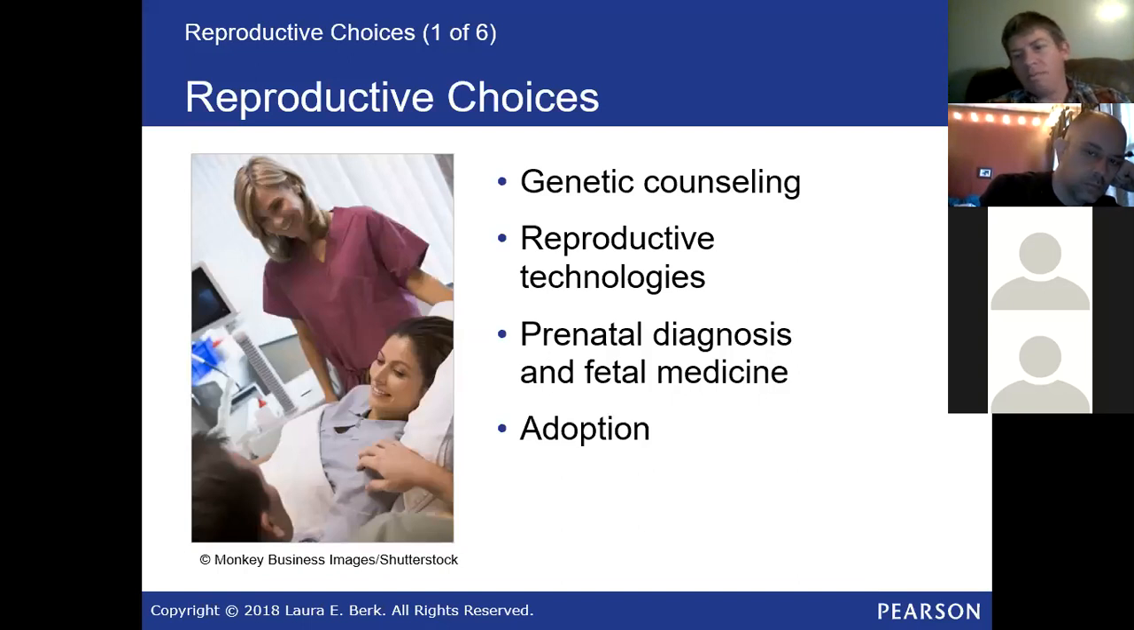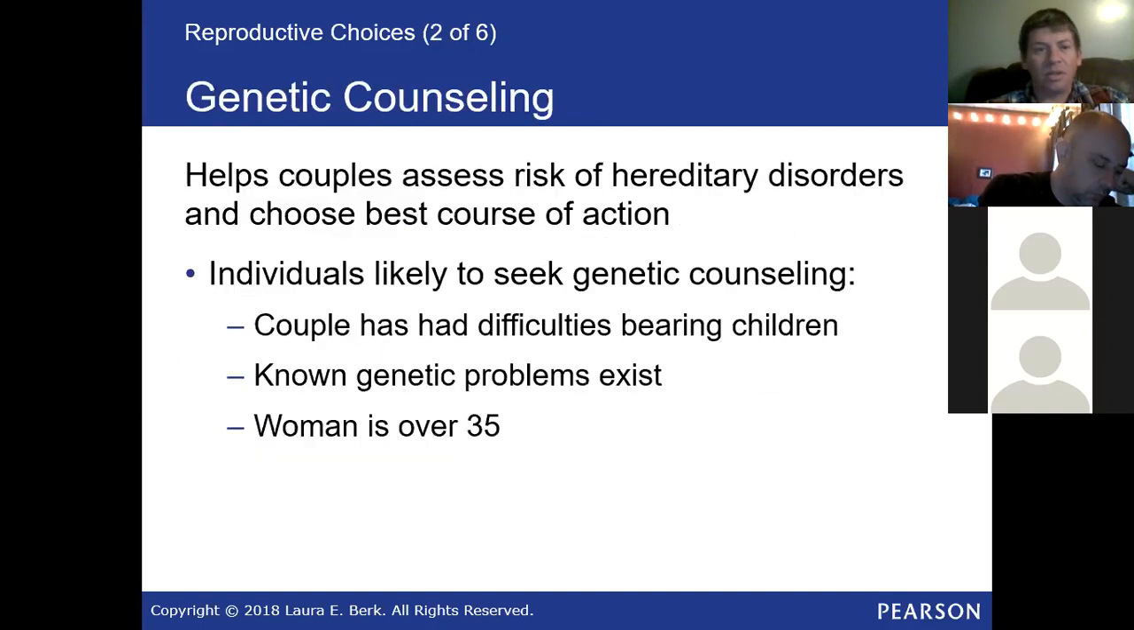So when making the babies, we have reproductive choices. We could seek genetic counseling. We could use reproductive technologies. Then we're going to talk about once you are pregnant, we have prenatal diagnoses and different fetal medicines. And then lastly, adoption. So, genetic counseling. This helps couples assess the risk of hereditary disorders and helps them choose the best course of action.